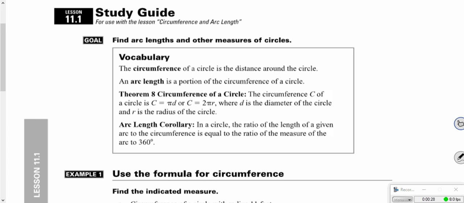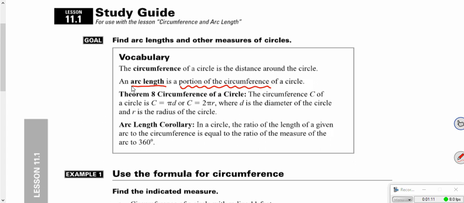Vocab, it says the circumference of a circle is the distance around the circle. Okay, circumference is essentially the same thing as perimeter, if you will. When we talk perimeter, we talk about the distance around some enclosure or some space, and so circumference is just the special name for the perimeter of a circle. Okay, arc length. Arc length is a portion of the circumference. So we're essentially going to be dealing with a portion or a subset or a percentage, if you will, of the circumference of a circle.